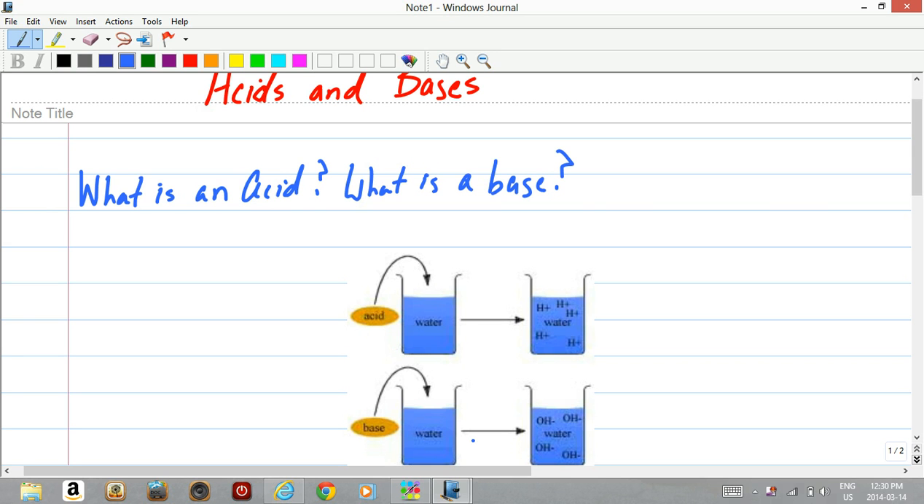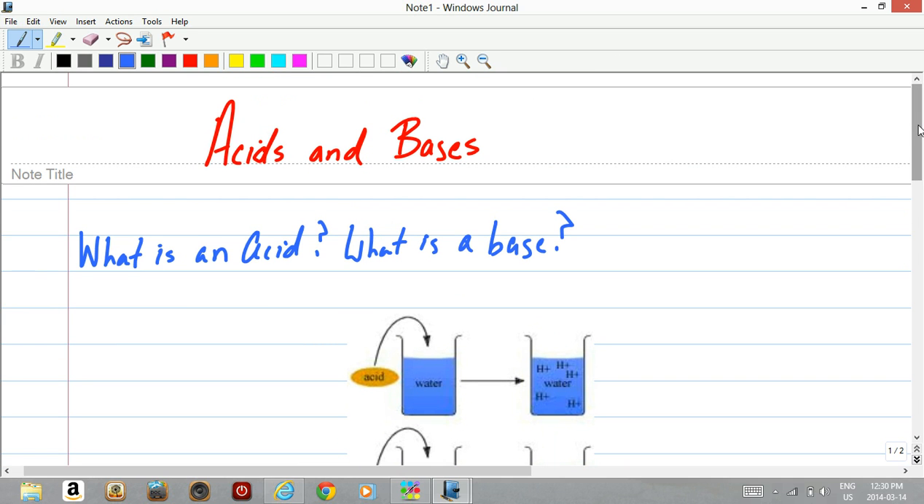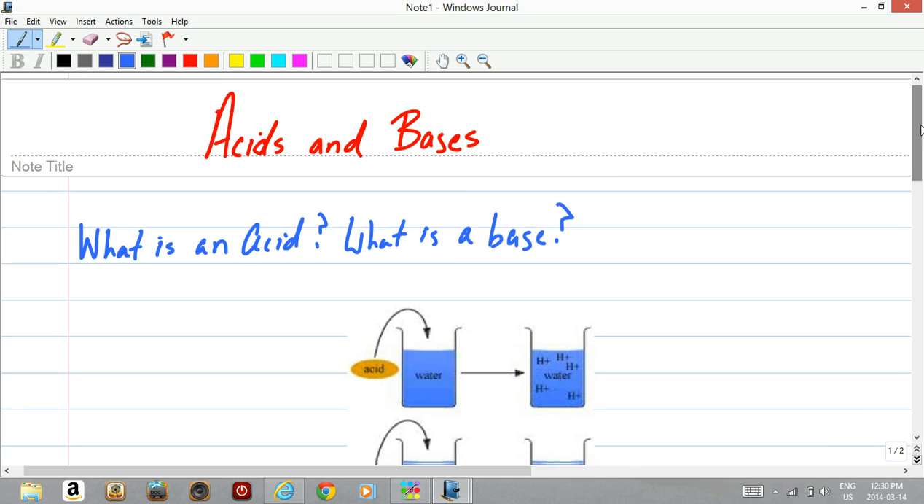Okay, today we're going to talk about acids and bases, and to help us, we have Professor Simona, who is going to help us talk about acids and bases. Okay, so first question to you, Professor, is what is an acid and what is a base?